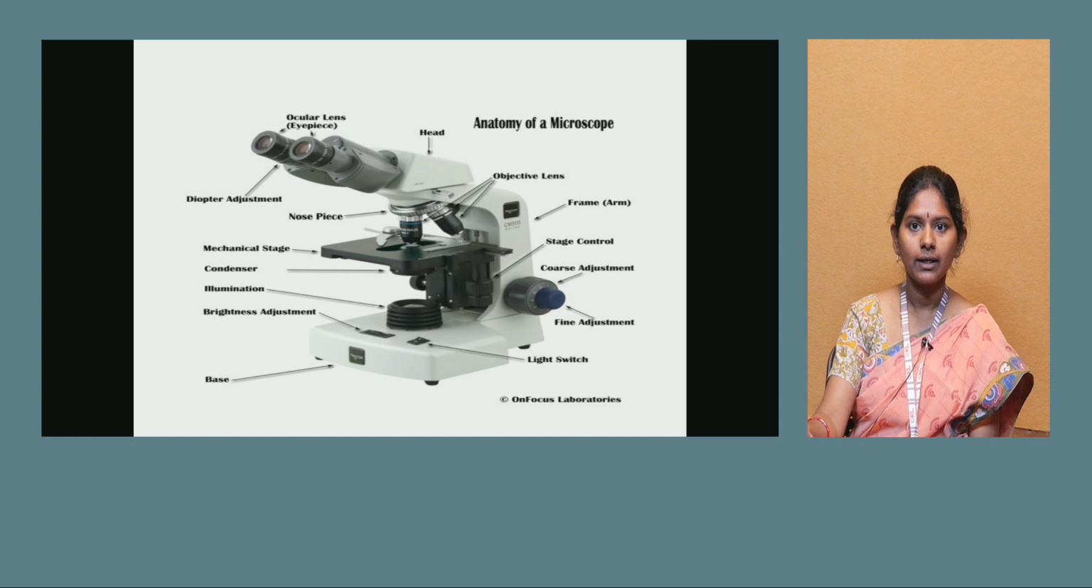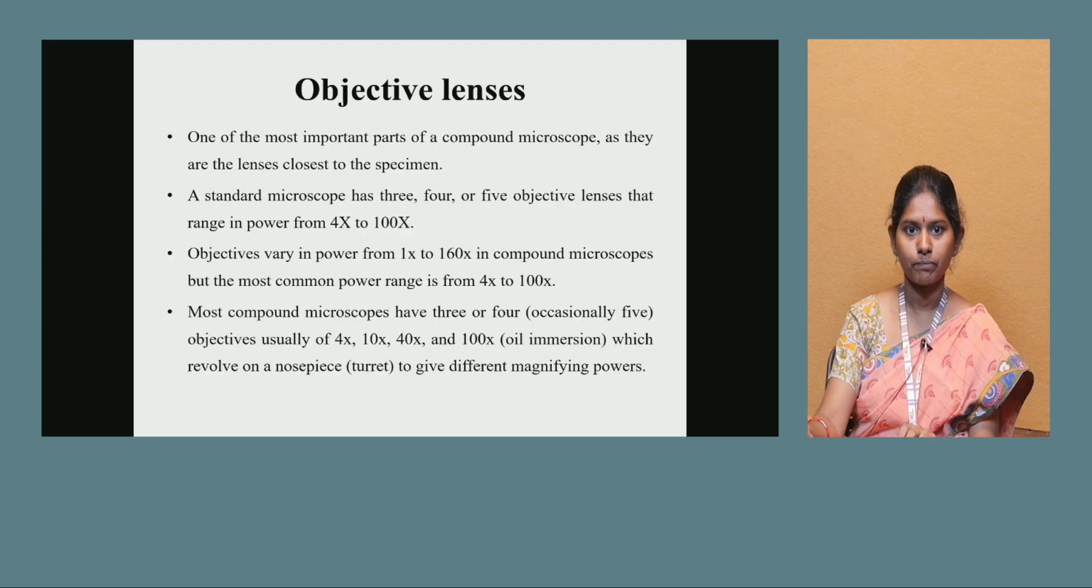anatomy of a microscope, which contains the objective lens, a head, ocular lens or the eyepiece lens, diopter adjustment, nose piece to adjust the resolution, mechanical stage to hold the sample, condenser, illumination, brightness adjustment, base, light switch, fine adjustment, coarse adjustment and the stage controller.